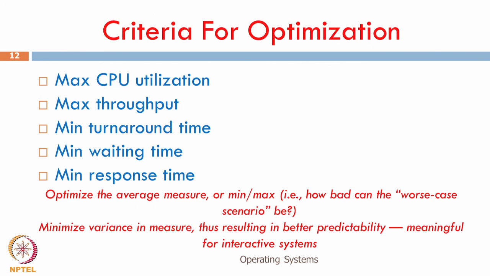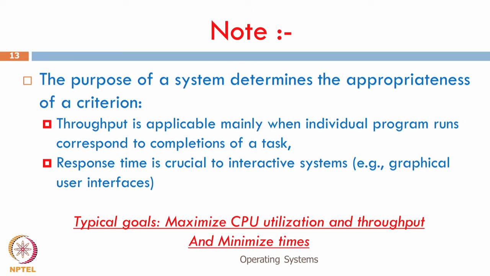So these are all the criteria for optimization, and when we start looking at different ways by which these criteria could be managed, each way of managing these criteria basically gives me a different scheduling algorithm. The purpose of a system determines the appropriateness of a criterion. See, that is very, very important. So as I told you, when I am looking at a program, right, I am very happy about throughput. When I am looking at a real time system, I am not bothered about throughput, I am bothered about response time. But when I am looking at a batch, right, I am more happy with the throughput.